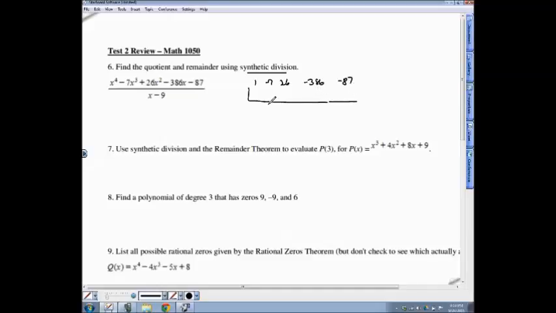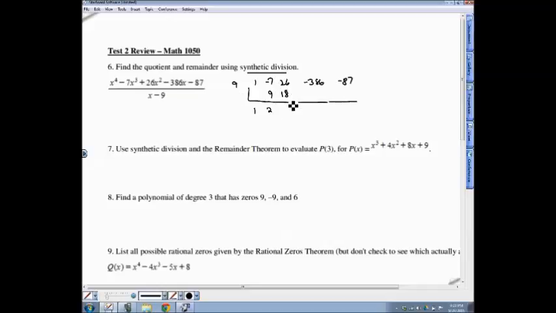And then we're synthetically dividing by the 0 of the denominator, which in this case is 9. Okay, and start the synthetic division algorithm here. Drop down the 1, multiply numbers on the outside. 9 times 1 is 9. Add the numbers on the inside. 9 plus negative 7 is 2.